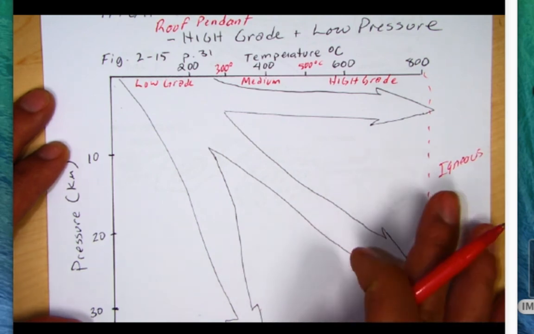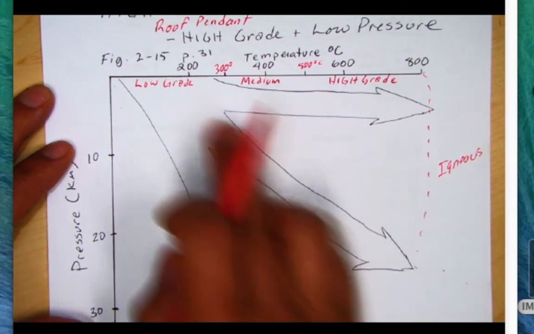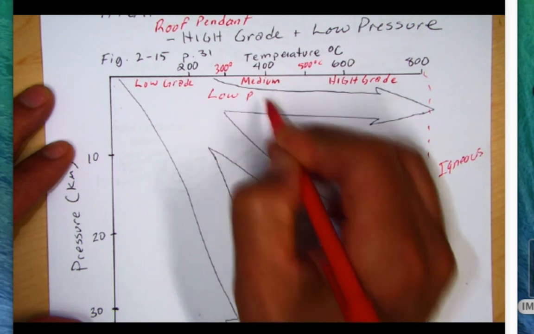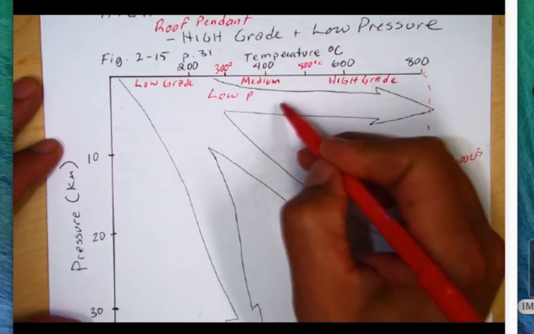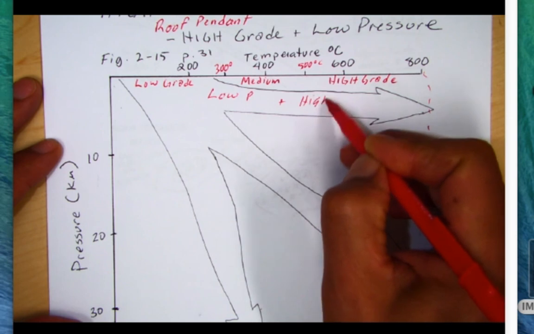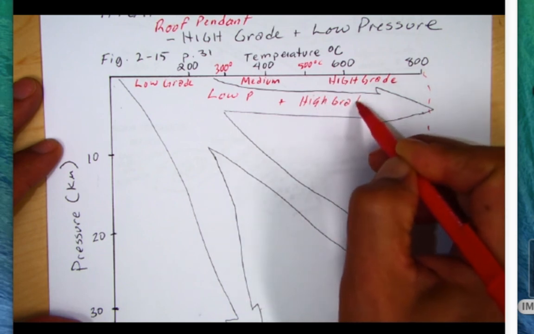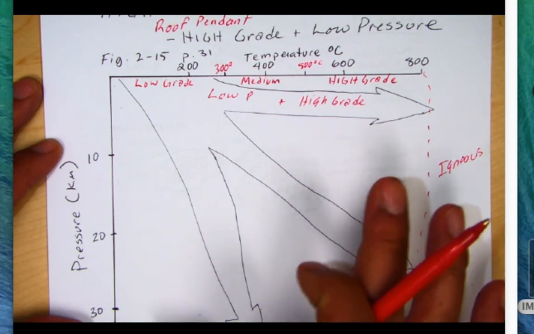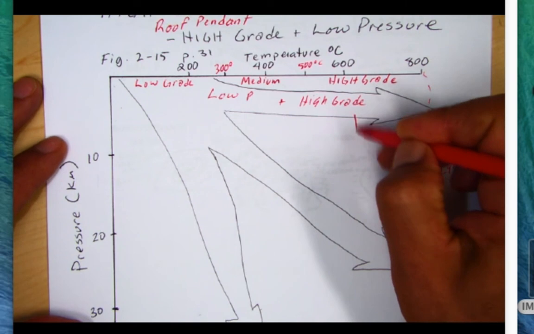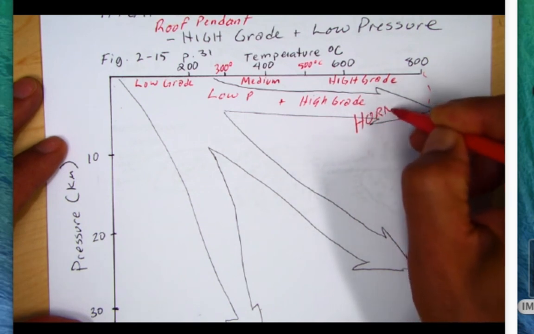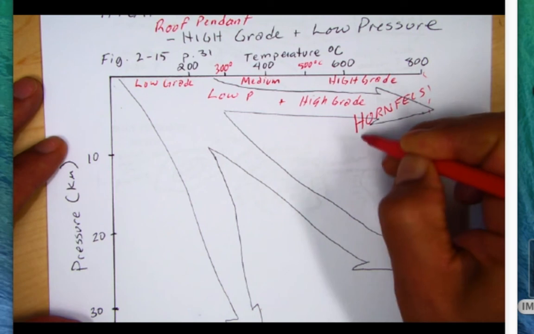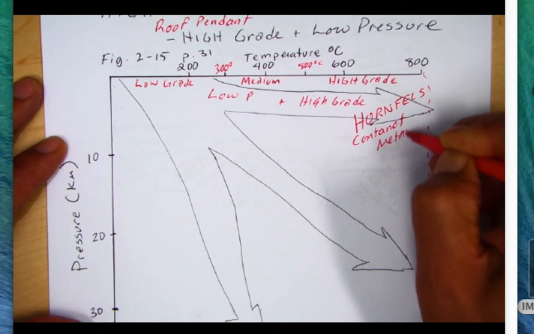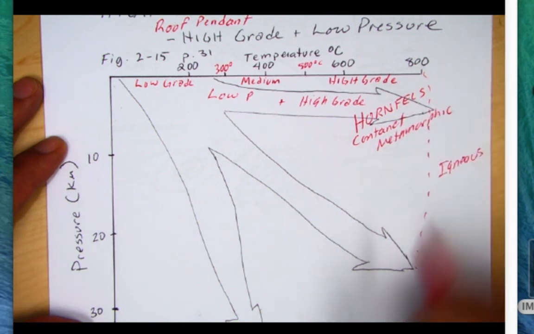Now, there's three fundamental paths on this diagram. This one up here, we can call it the low pressure, because we're at relatively low pressures, but we have high grade, so we can go to high temperatures. So the only place that can happen is if magmas come up and burn rock up near the surface. So we call this hornfels. So out here we're going to see the hornfels. And hornfels are classic contact metamorphic rock. Hornfels.